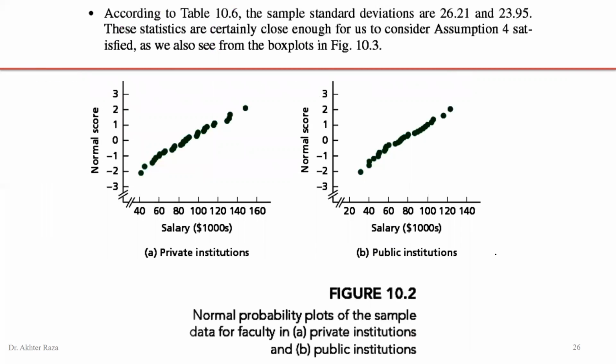This is the normal probability plot for sample 1, and this is the normal probability plot for sample 2. Both are looking normal. Nowhere do we have an outlier. So assumption number 3 is fulfilled. Both parts of assumption number 3 are fulfilled: the sample sizes are large, and the populations are normally distributed because these two graphs show a linear line.